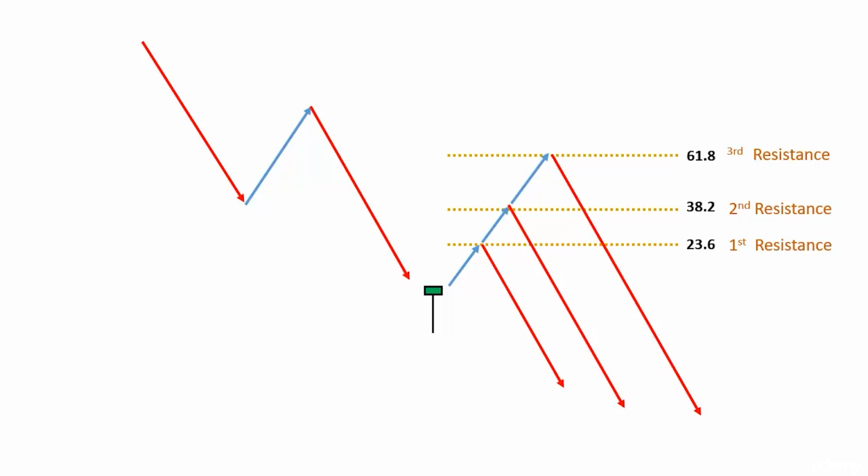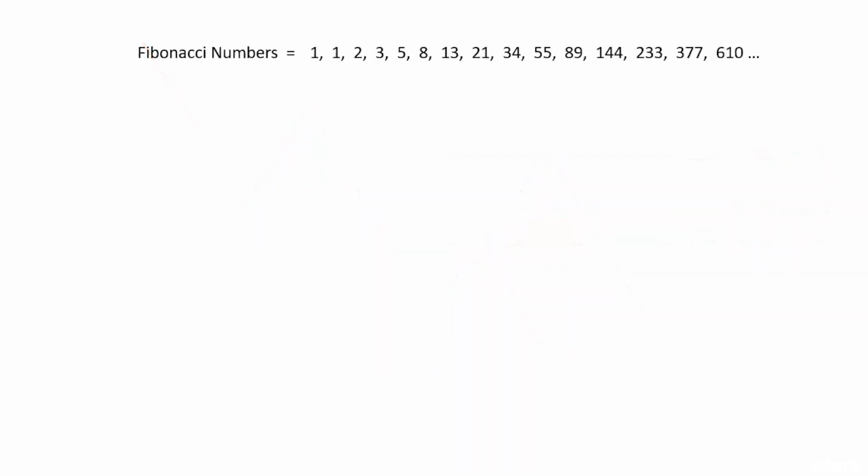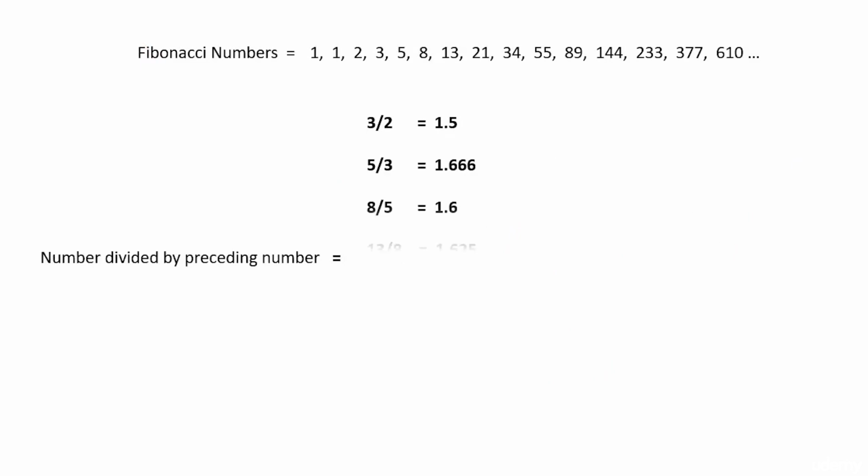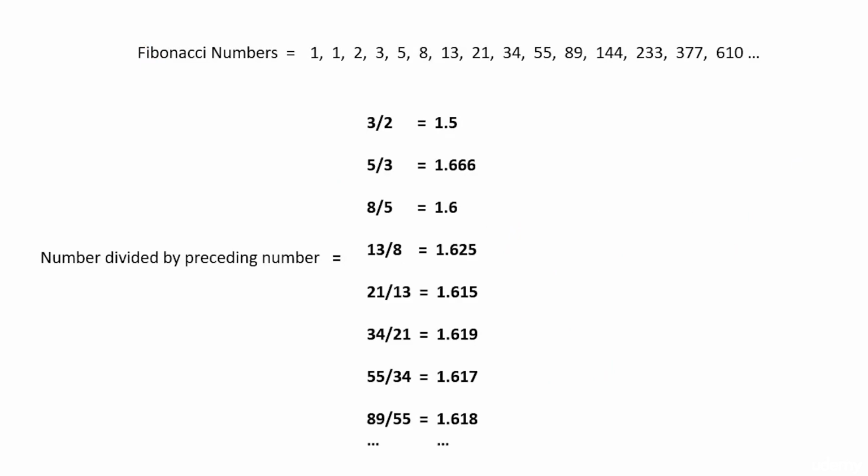Now that you got the basic idea about Fibonacci retracement levels, let me explain how the Fibonacci ratios are calculated using the Fibonacci numbers. It's very easy to do. After you have the Fibonacci numbers, take any number from the sequence other than 1 and 2 and then divide it by its preceding number from the sequence. If you do that, the quotient will be 1.618 or near 1.618.